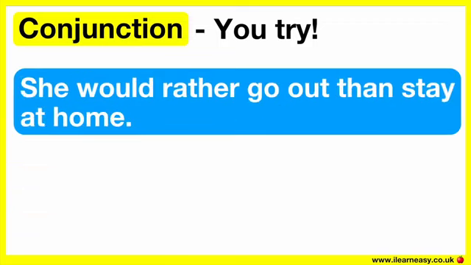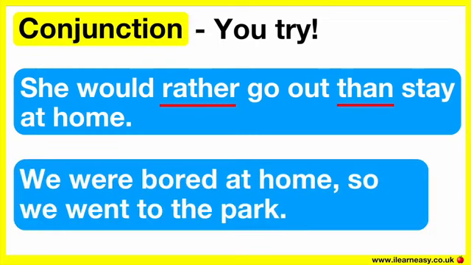She would rather go out than stay at home. The conjunctions in this sentence are rather than. These are examples of correlative conjunctions. We were bored at home, so we went to the park. The conjunction in this sentence is so. It's a coordinating conjunction.